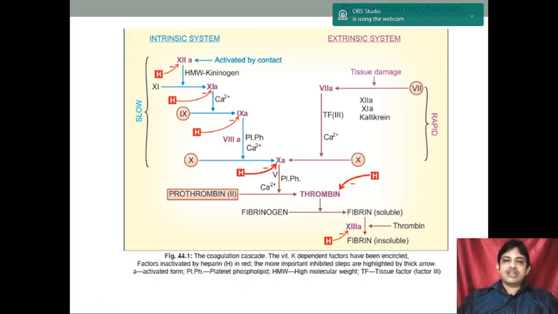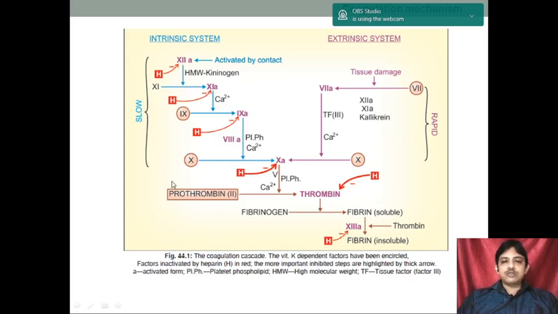Next, this 7A, in the presence of calcium and tissue factor 3, will potentiate the conversion of 10 to 10A, that means inactivated 10 to activated 10. So in both cases, in the intrinsic and extrinsic pathways, there is a conversion of 10 to 10A, that means activation of factor 10. Now this particular process is known as the common pathway, as we have discussed.